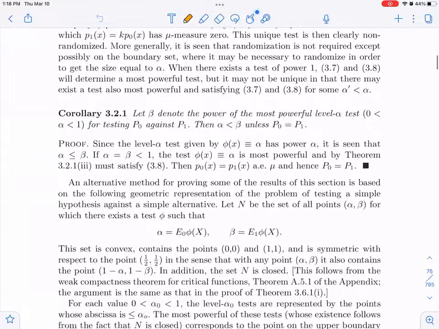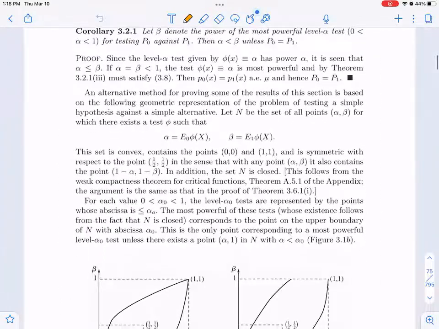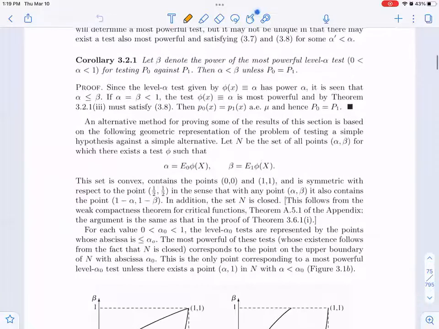What I want to do now is talk a little bit about this geometric idea. Basically, I want to talk about the cases where UMP two-sided tests exist or UMP unbiased two-sided tests exist, but I have to tell you a little bit about this to be able to follow what he's talking about. So this corollary says if beta denotes the power of the most powerful test at level alpha for P0 against P1, then alpha has to be strictly less than beta unless P0 is equal to P1.